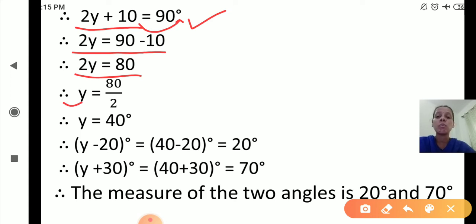So y is equal to 80 divided by 2, right? This 2 will go here, so it becomes divide. 80 divided by 2 is 40 degree. So the measure of one angle, y, is equal to 40 degree.